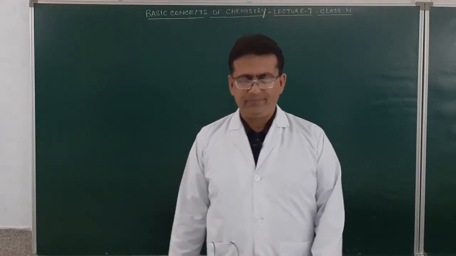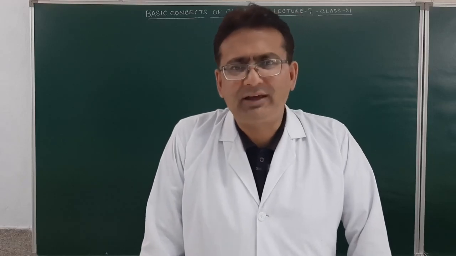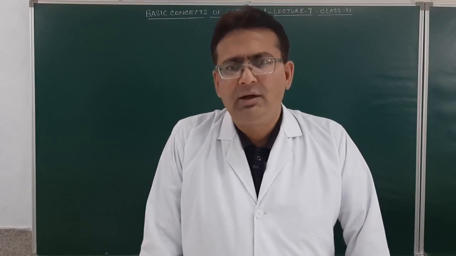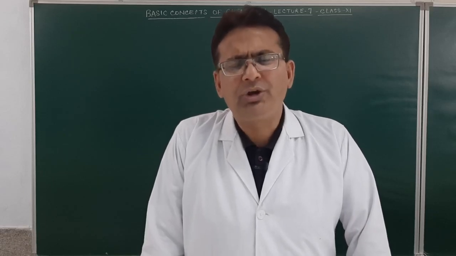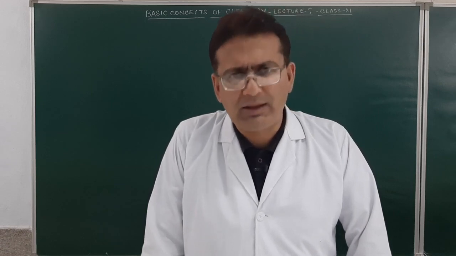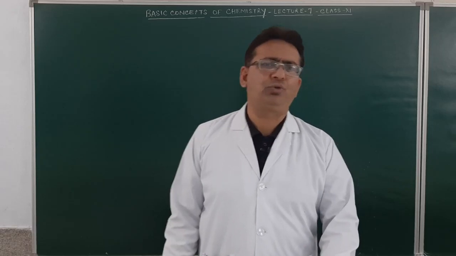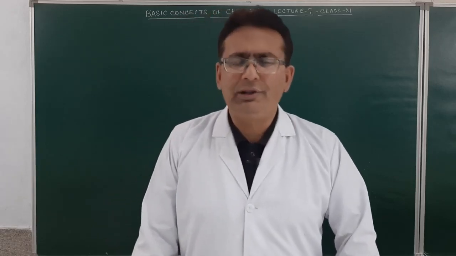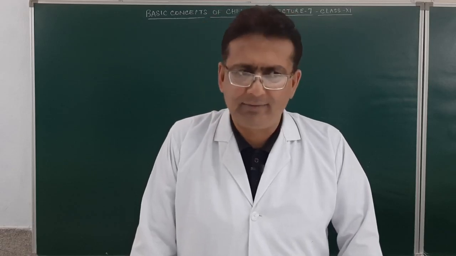Good morning, students. If you remember, in our previous lecture, we discussed the gram atomic mass and the relative atomic mass. And what was the relative atomic mass? It was the mass of an atom of an element as compared to 1/12th mass of an atom of carbon-12. And I told you that the mass of one atom of an element was actually the average mass of all the isotopes available in nature on the basis of their percentage abundance.